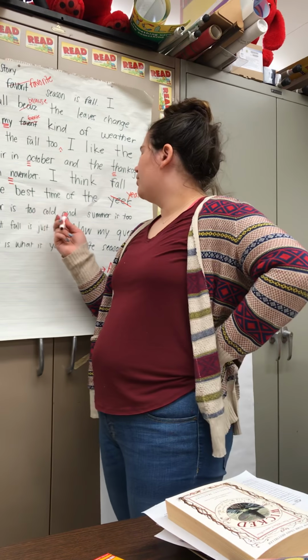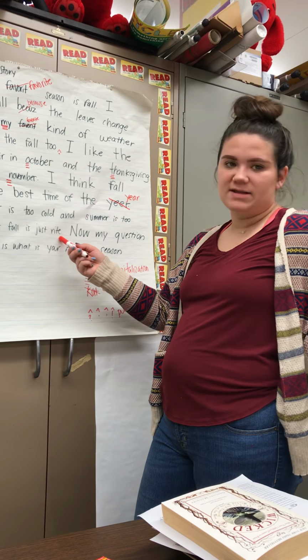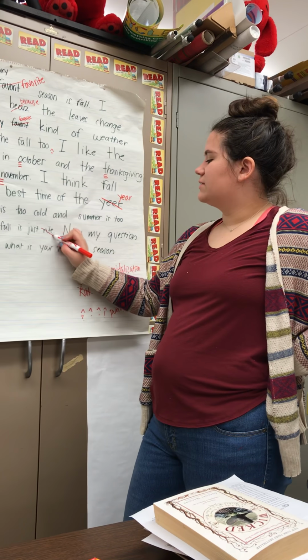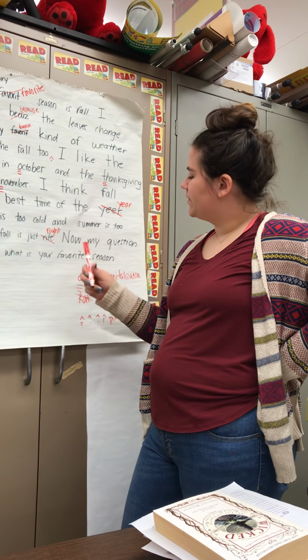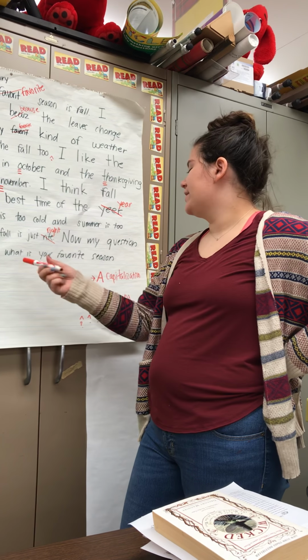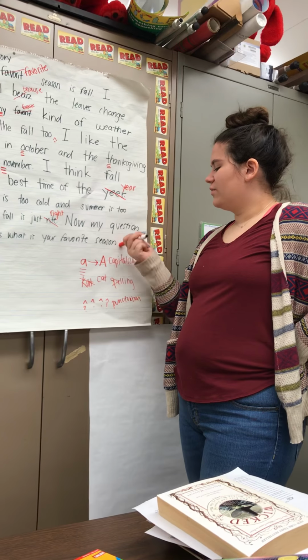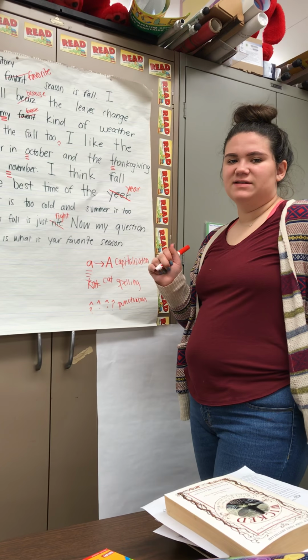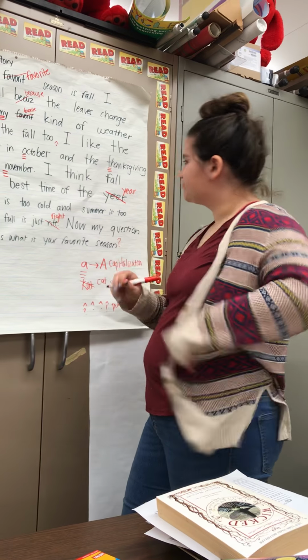Winter is too cold and summer is too hot, but fall is just right. That's not right. That's what we're looking for. Now, my question for you is, what is your favorite season? When we ask a question, what do we put there at the end of the sentence? A question mark. Question mark, perfect.